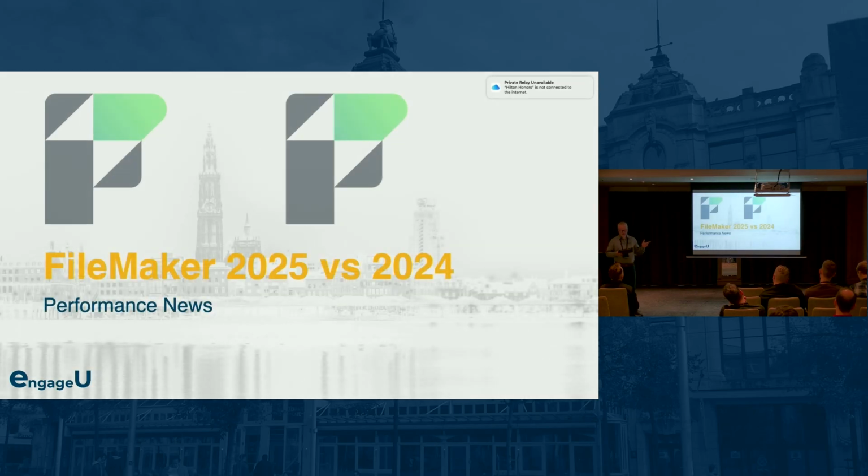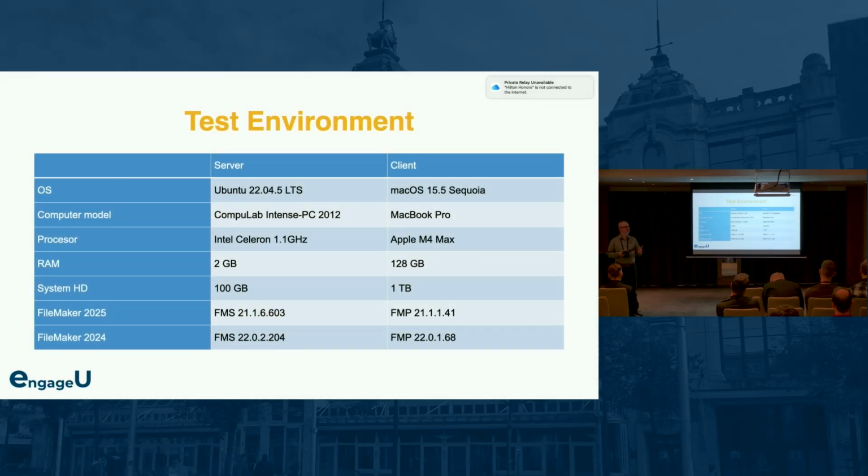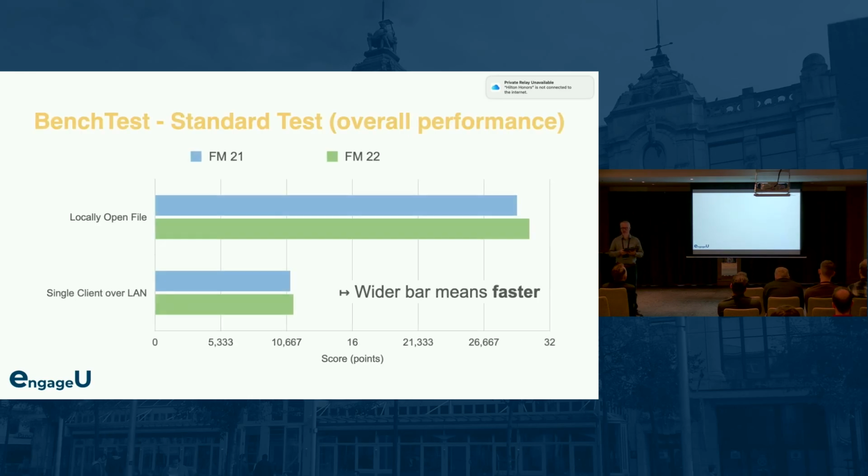So that was the optimization story. Now, a real comparison between FileMaker 2024 and 2025 in terms of what became faster, what became slower, and so on. For this, I tested a combination of my computer as a client and a relatively older PC running Linux Ubuntu with a FileMaker server. I was using the bench test database, which is available on our website for free, to run the standard test, which consists of 111 cases tested.